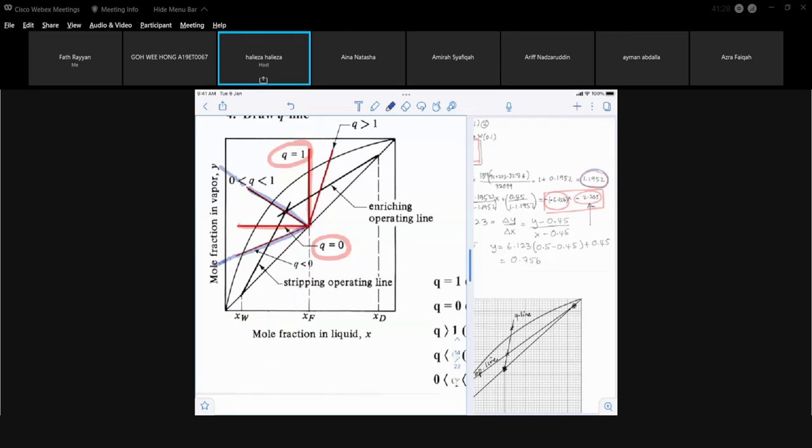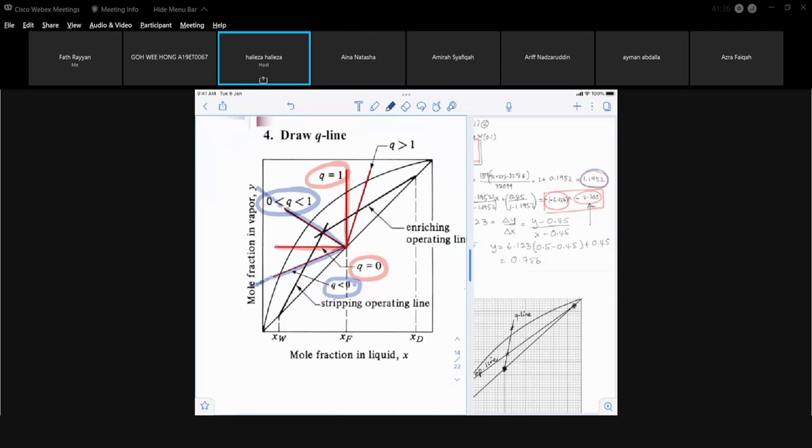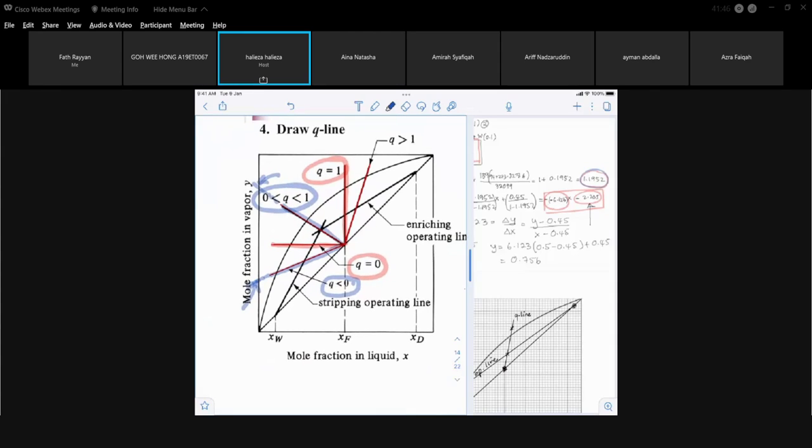Let me highlight it in this case. Or when your Q is between 0 and 1, then it is within the range of your graph. Your y-intercept is there or there. So it depends on what is the value of your Q. And again, I would like to stress the fact that if your Q is equal to 0, you get a horizontal line. And if your Q is equal to 1, you get a vertical line. You don't need to use the equation for the Q line.